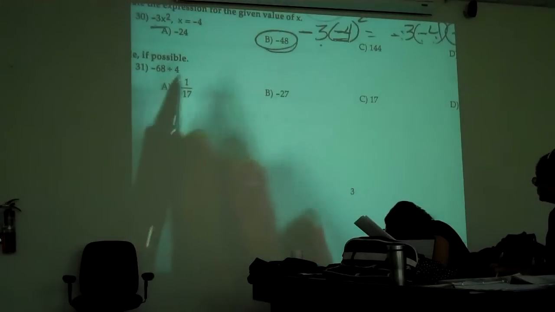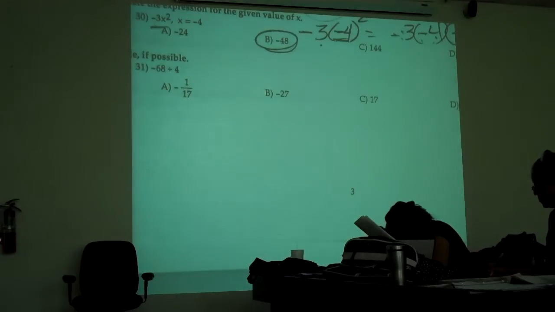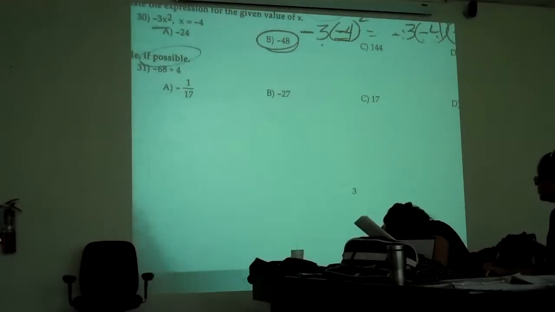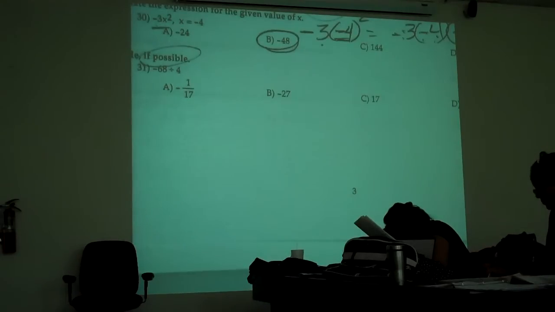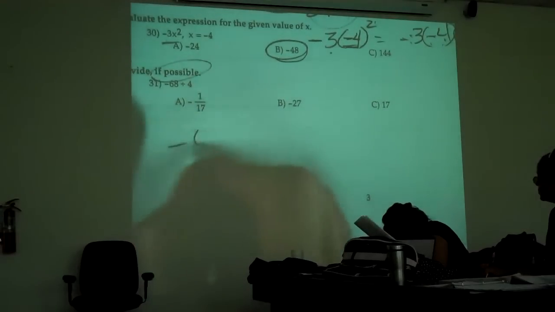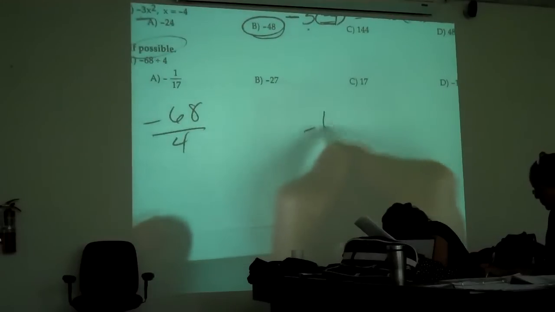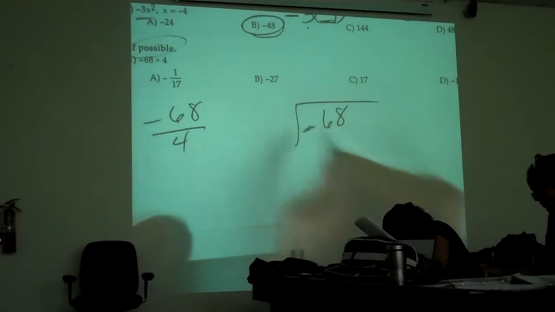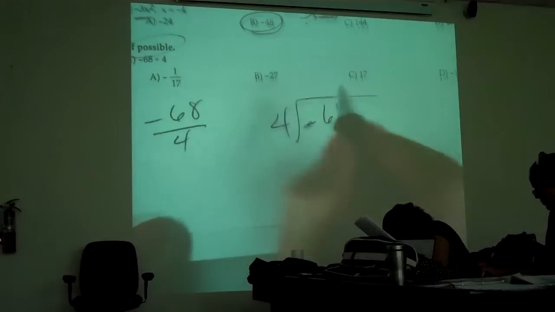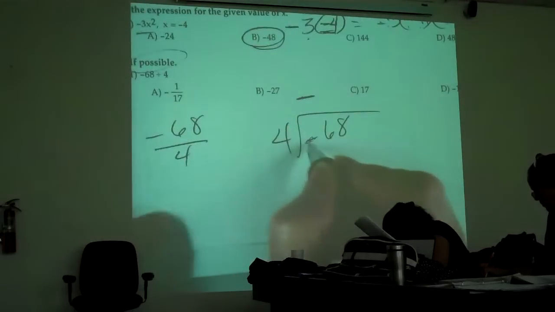Okay, divide if possible. A lot of people say it's not possible just because it says if possible. It is possible. But I've seen people say it's not possible just because they see this right here. The only thing that's not possible is what? Dividing by 0. You can't divide by 0. Negative 68 divided by 4. So you're going to put the 68, actually you don't need the negative in there. The negative is actually going to be in the answer.